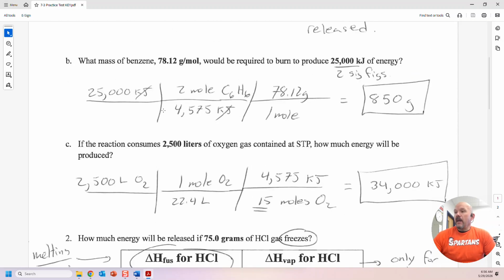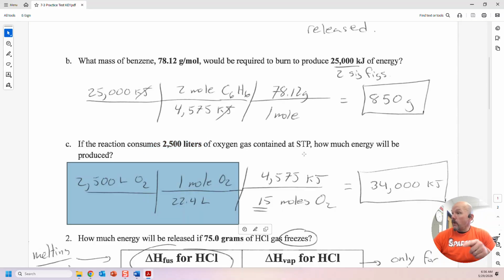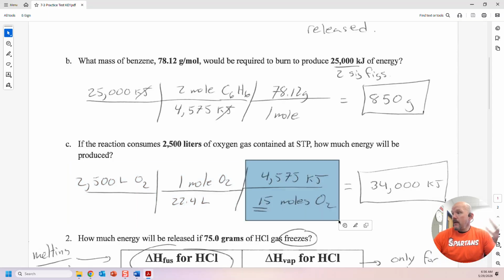Okay, so the first thing we have to do is take the liters of oxygen and get it to moles. Because we're at STP, we can use that shortcut. If we weren't at STP, they'd have to tell us what the temperature and the pressure are, so we could use the ideal gas law to figure out moles of oxygen. And then once we had moles of oxygen, we multiply by our delta H mole ratio step, right? So liters will cancel out, and we're left with moles of oxygen.